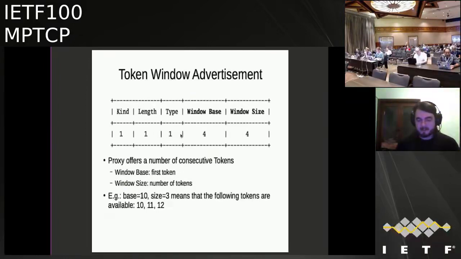So the proxy replies with a token window advertisement. Basically, it contains two integers, the window base and the window size. The window base is the first usable token. The window size is the number of tokens that the client can use. So, for example, if the base is 10 and the size is 3, that means the client can use tokens number 10, 11, and 12. Next slide, please.